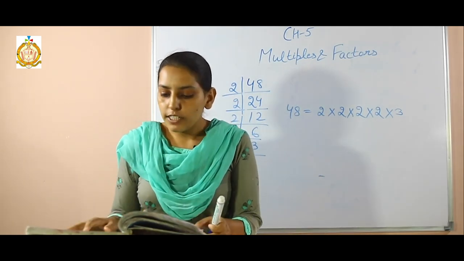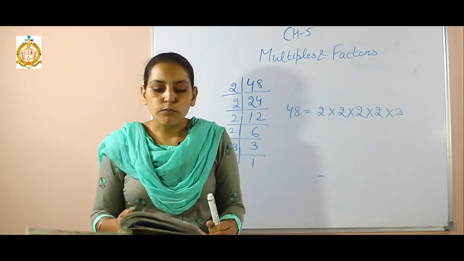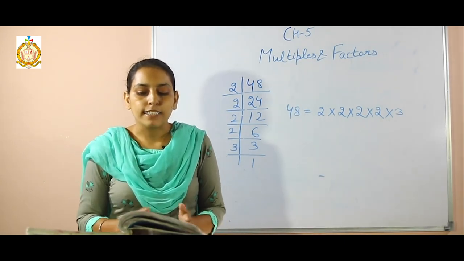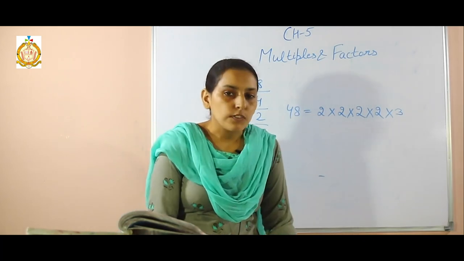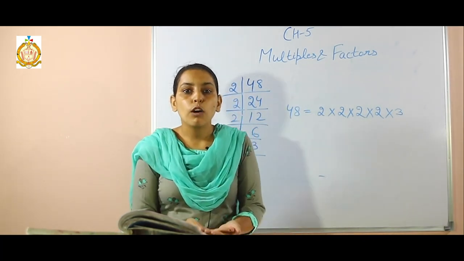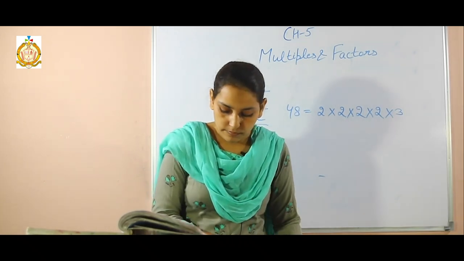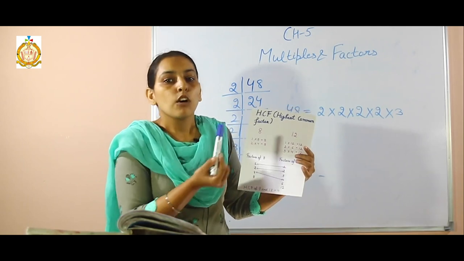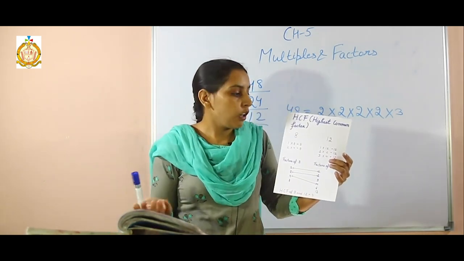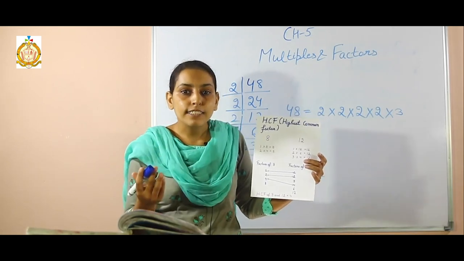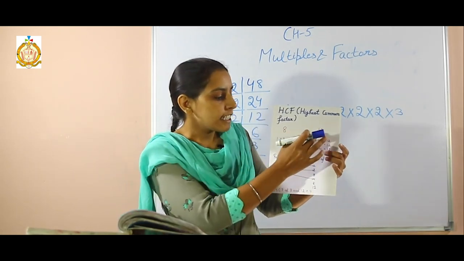Students, next, our next exercise is 5.8. Find HCF of the following by listing common factors. Students, first of all, what is the full form of HCF? The full form of HCF is highest common factor. For example, if you have to solve the sum of 8 and 12, you have to find out the HCF of 8 and 12.